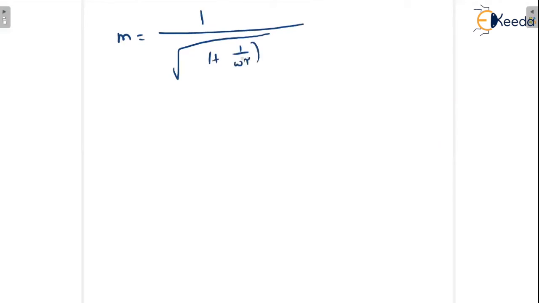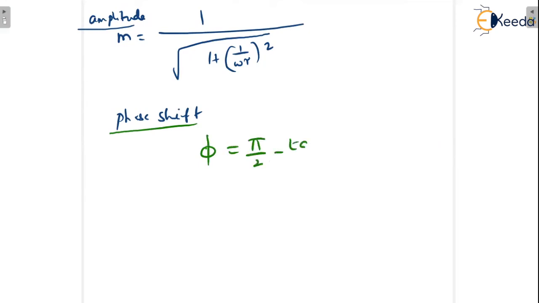So you have the expressions for the voltage as well as the displacements that we have taken. So finally, the amplitude of the voltage or the output of the piezoelectric crystal can be written as amplitude ratio M is equal to 1 by under root of, after simplification you'll get this, 1 by omega tau whole square. And phase shift, after you simplify that, you'll get it as phi is equal to pi by 2 minus tan inverse omega into tau. So these are the two expressions that you need to know. Also, K is equal to Kg by Cp. This is one expression which you will require in solving the problems.